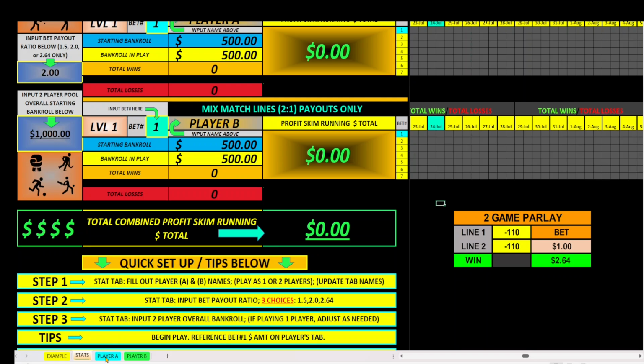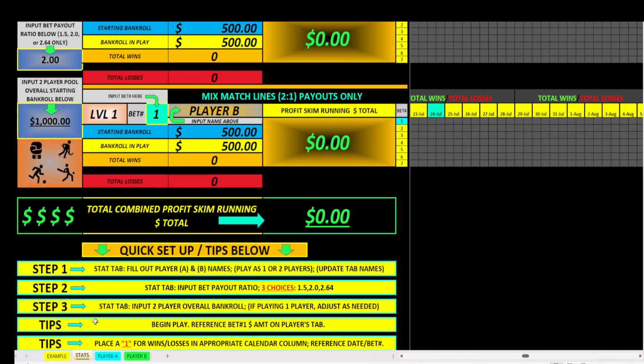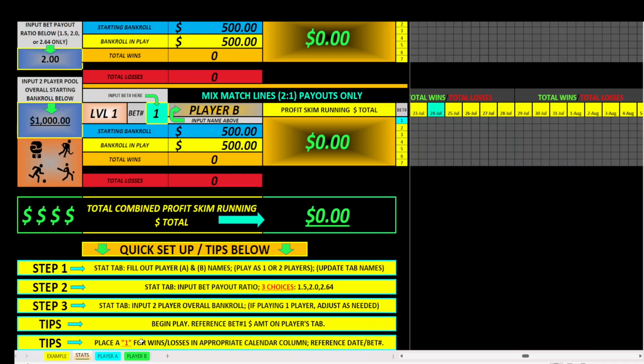So if we head over here, we see that this calculator is preset for a 7-step system, meaning you will have 7 chances to win a bet to proceed to the next level. Your total bankroll in play will be distributed amongst these 7 bets. Remember, this is a martingale, but for sports betting. So with a $500 bankroll targeting a 2-to-1 payout, my first bet on this 7-step system would be $15.54. So back over here, the next tip says, place a 1 for wins or losses in the appropriate calendar column. Reference the date and bet number.